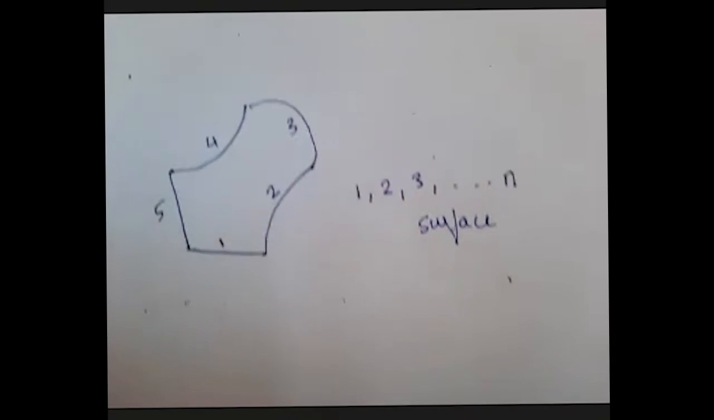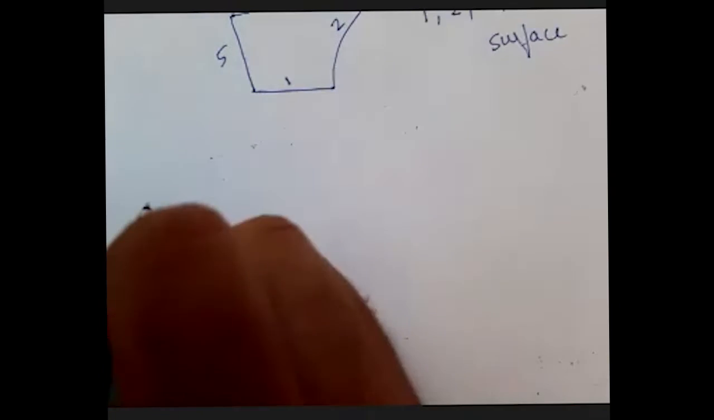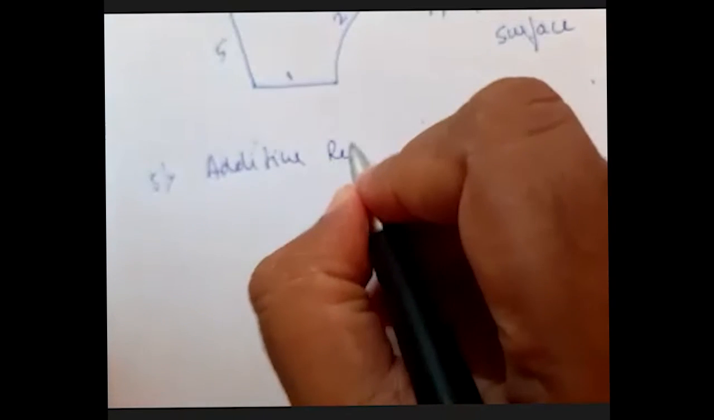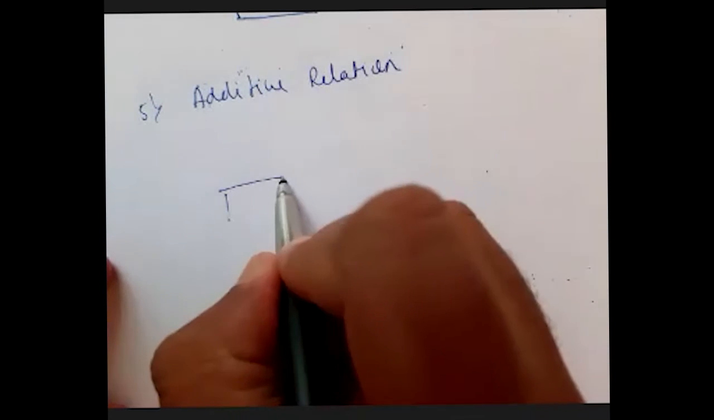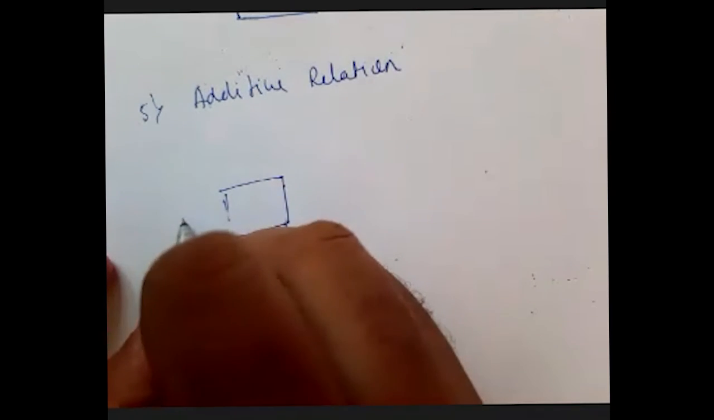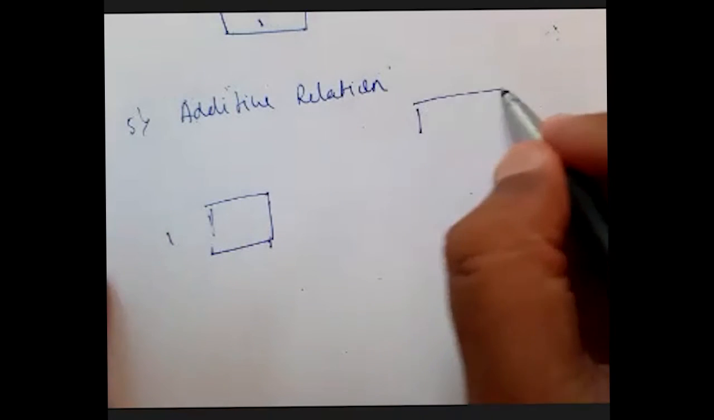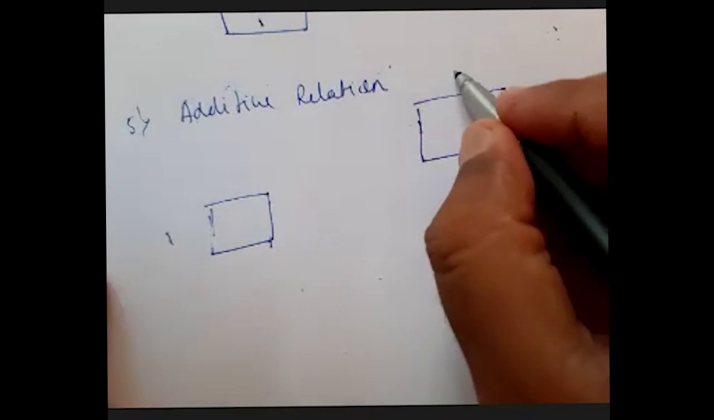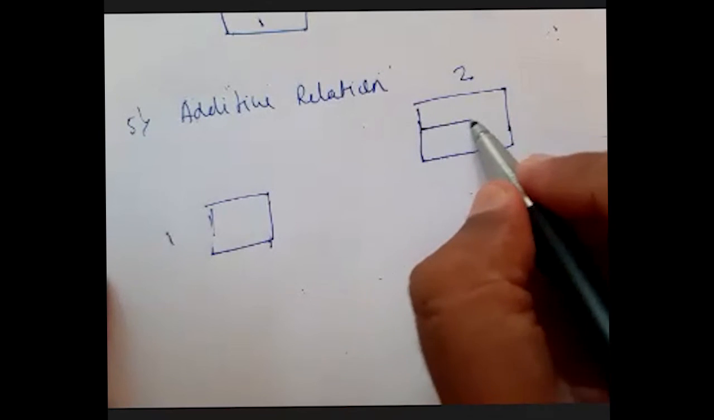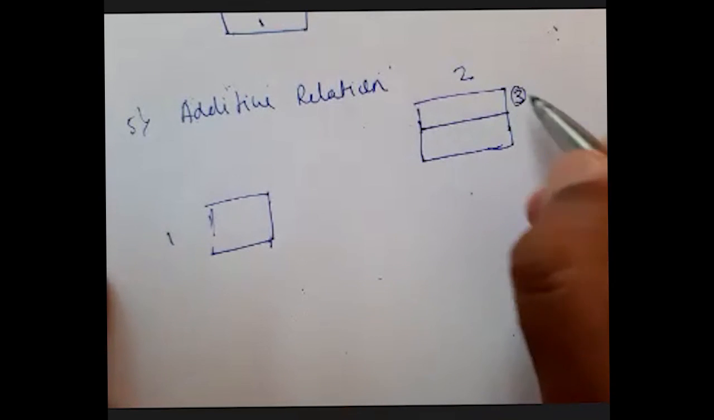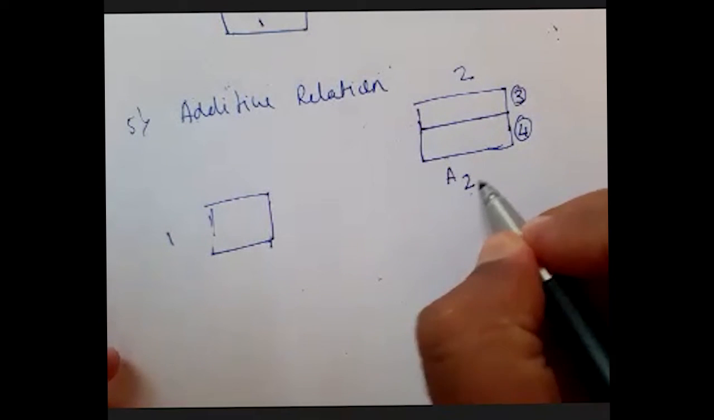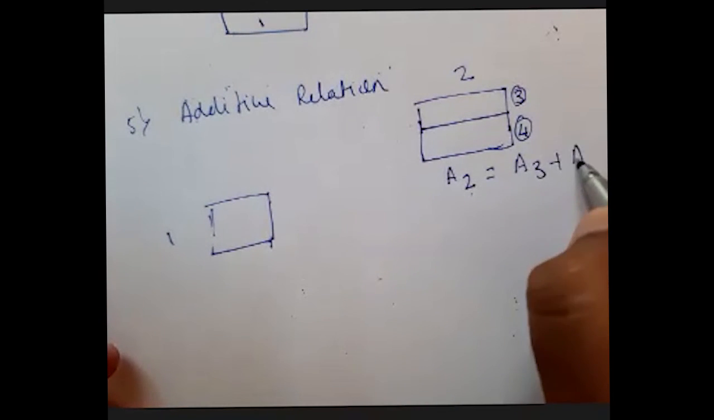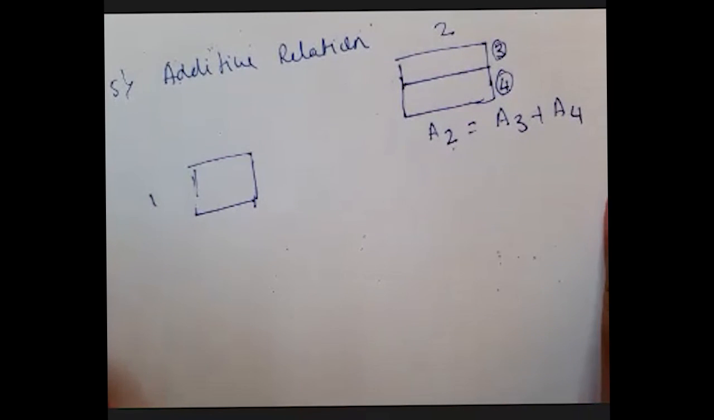And the last one, the fifth one, is the additive relation. Say I have a surface, which I take as 1, then I have one more surface here, which I take as surface 2. This surface 2 I divide into two, where the top part I take as 3 and the bottom part as 4. So A2 is nothing but A3 plus A4.